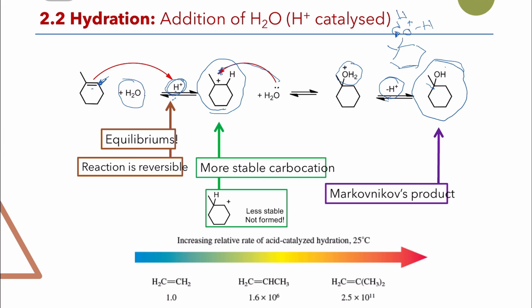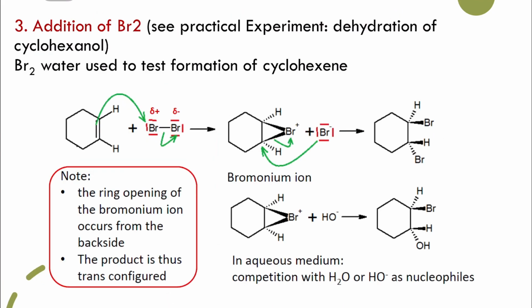The OH added itself on the carbon that is more substituted. This follows the Markovnikov rule, because the carbocation that was formed in this second step is the more stable one. The less stable one is not formed. So this one is not formed. The hydrogen will not add itself to this carbon which had a methyl group, because this is much less stable, so it will not be formed.